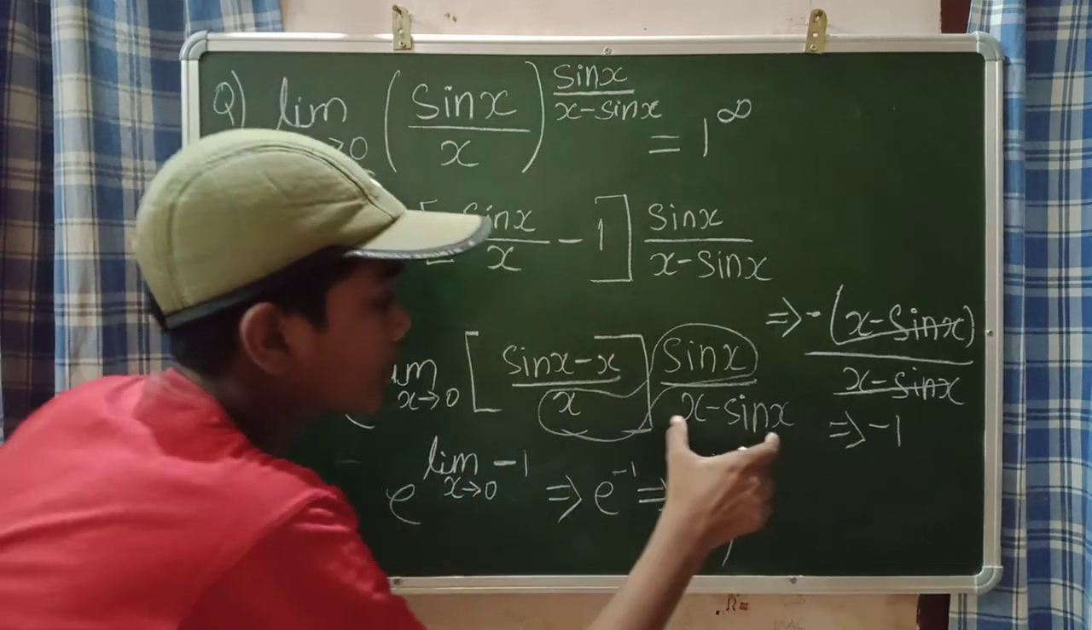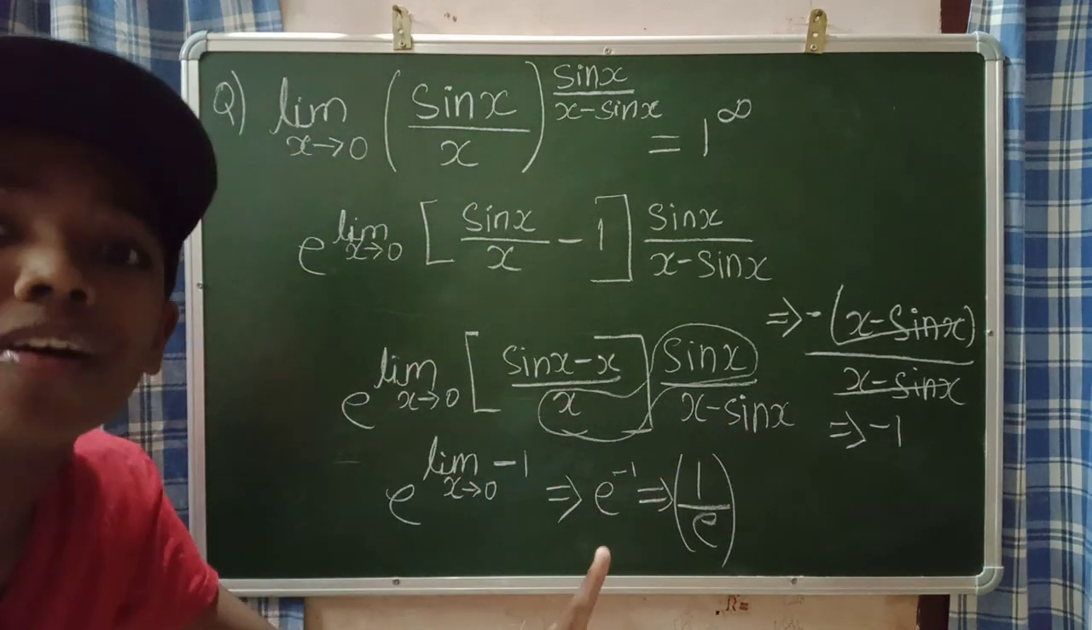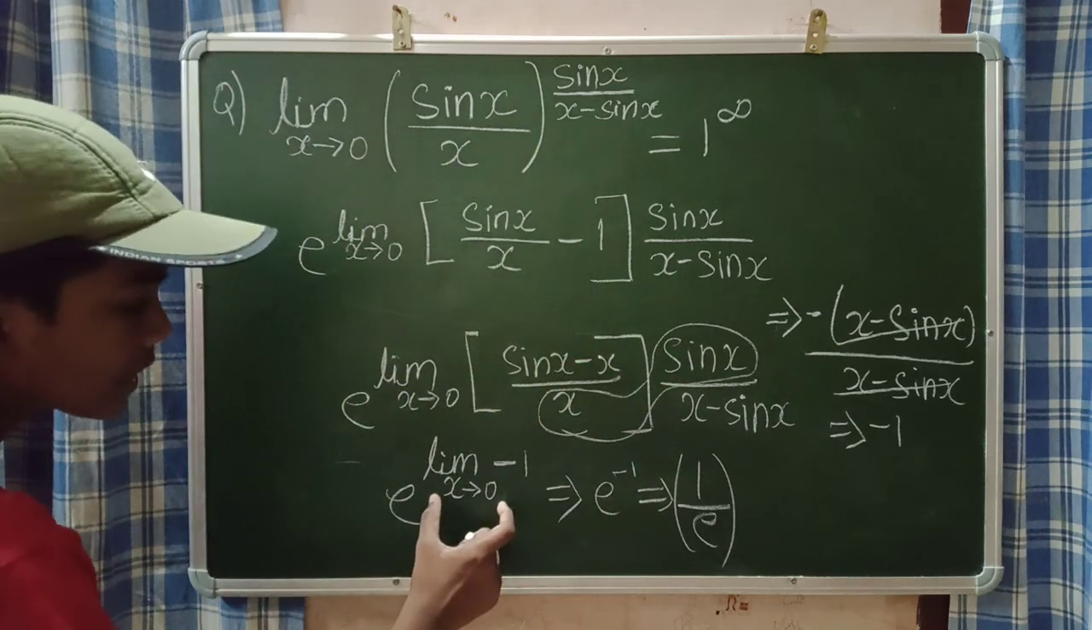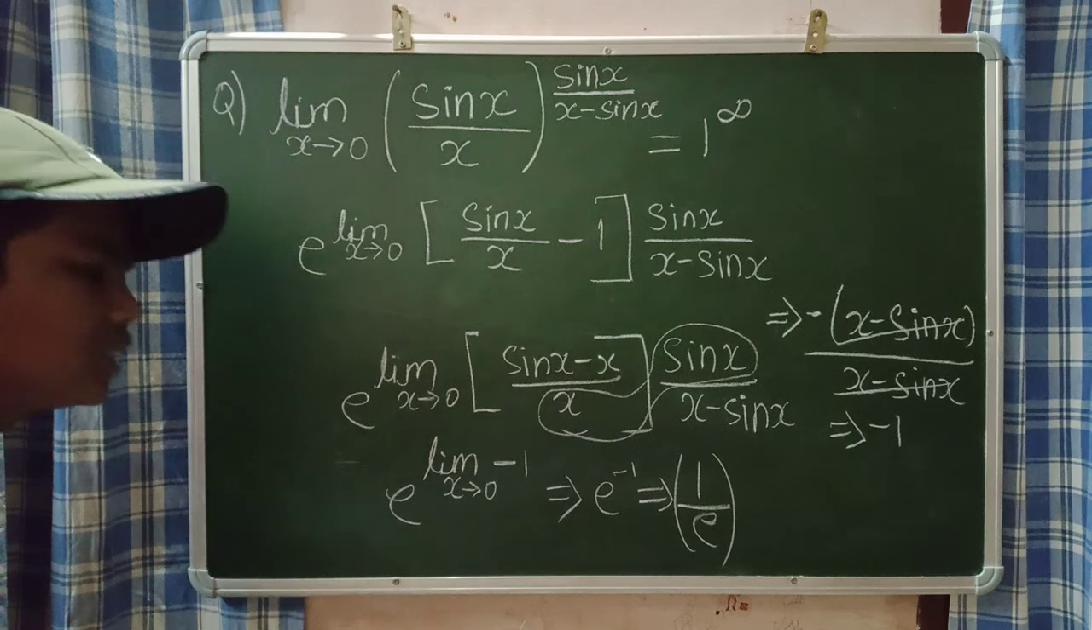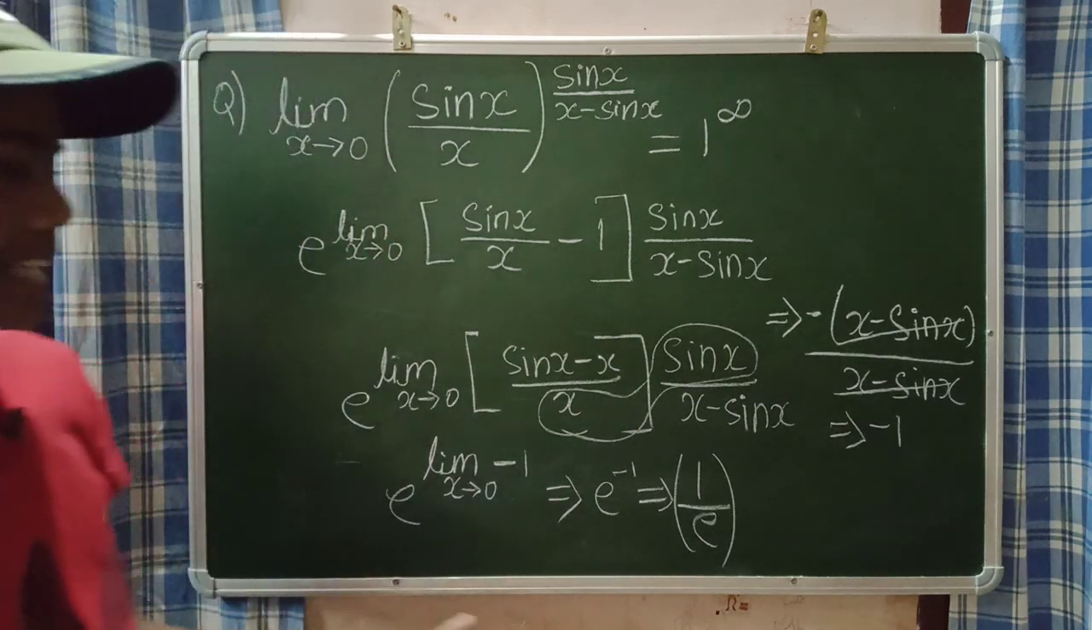This (sin x minus x) divided by (x minus sin x) will be minus 1, and sin x divided by x will be 1 because of the limit of x tends to 0, which is a standard limit. So this will be nothing but the limit of x tends to 0 of minus 1, anyway it will be minus 1, and that's how your answer is 1 by e. So that's all, guys.